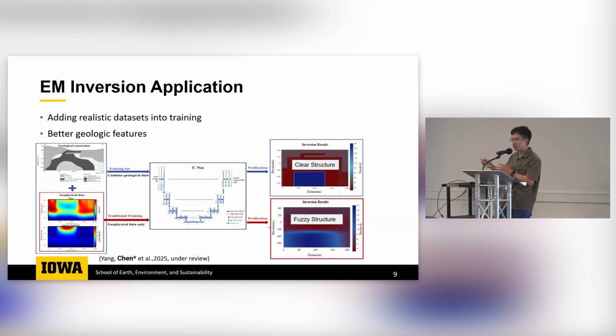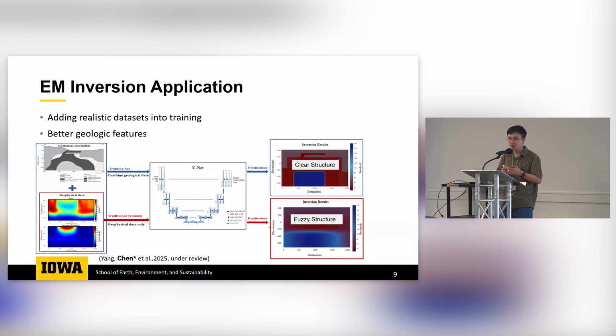The upper panel is from our new training with the realistic geological data sets. Our resistivity models have more clear geological structure and are closer to our geological model. But the traditional one is not as clear as our models. So this is one example of how realistic geological data sets can help our training.